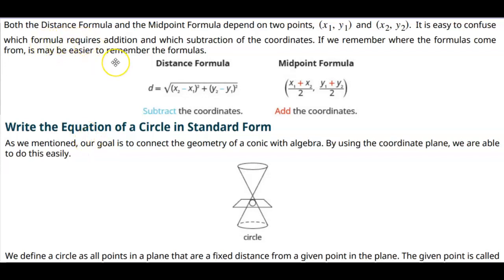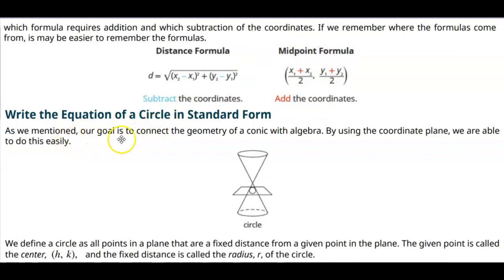Now both the distance formula and the midpoint formula depend on 2 points, x1 and y1 and x2 and y2. It is easy to confuse which formula requires addition and which subtraction of the coordinates. If we remember where the formulas come from, it may be easier to remember the formulas. Now the distance formula, you're subtracting the coordinates, whereas the midpoint formula, you're adding the coordinates.